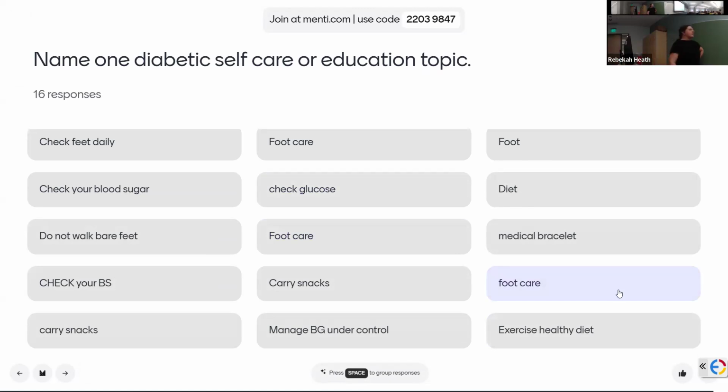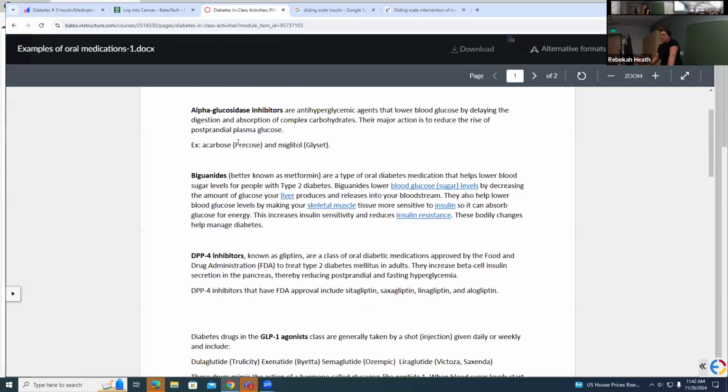Okay, we are done with that. All right, let's really quick, I want to just go over briefly some of the oral medications. I made a little paper for you that everybody should have one. I just want to go over some of the actions of oral diabetic medication because they work in different ways. And it's important we know how they work.